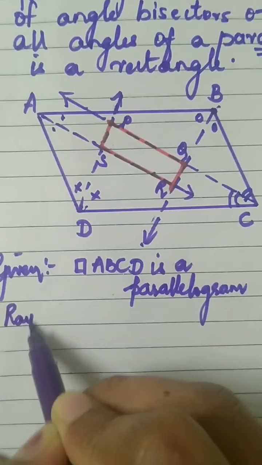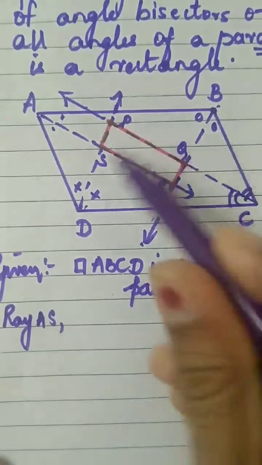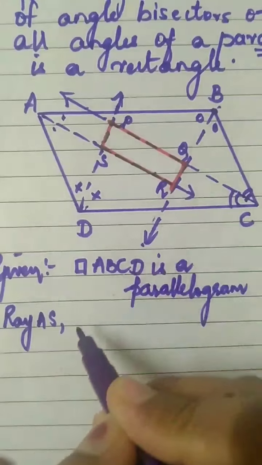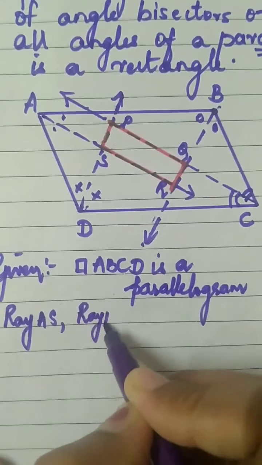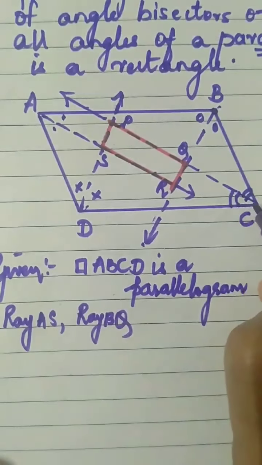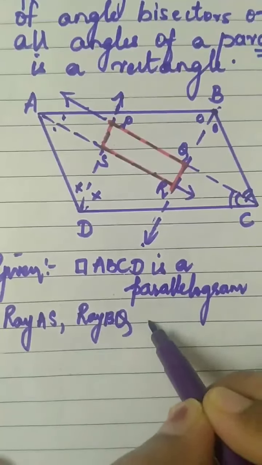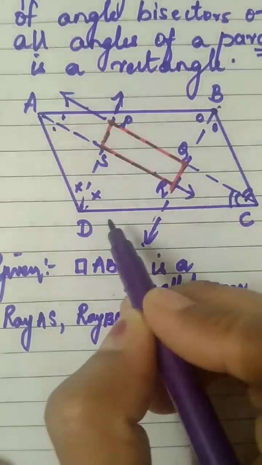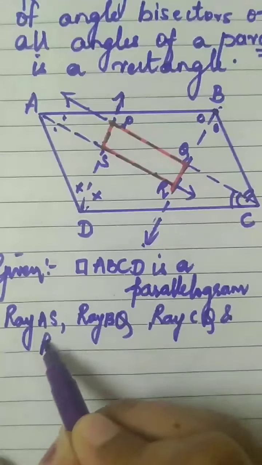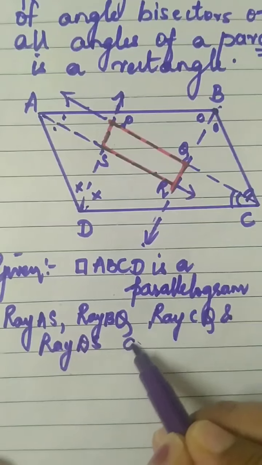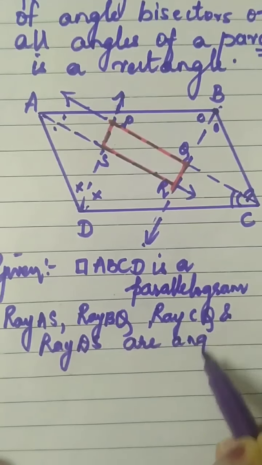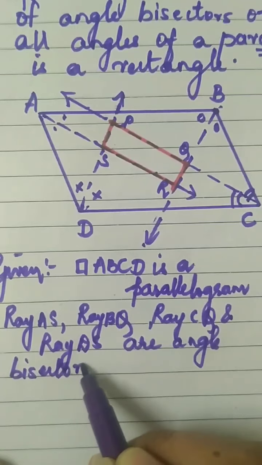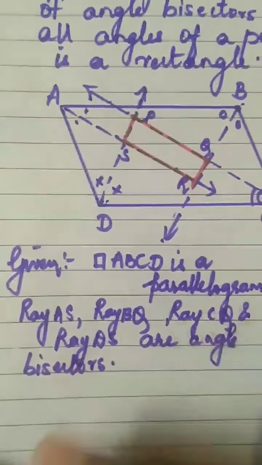I'll go shorter: ray AS, comma, then I'll go to B, ray BQ. Then I'll go to C, ray CQ. And after C, D, ray DS. These all are angle bisectors. No need to specify of which angles. We don't want all that. These are angle bisectors. This much is given.